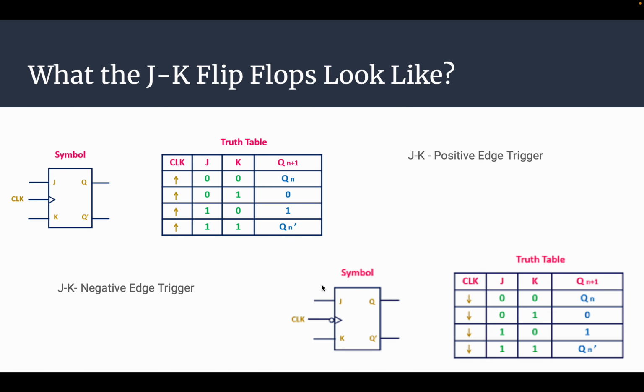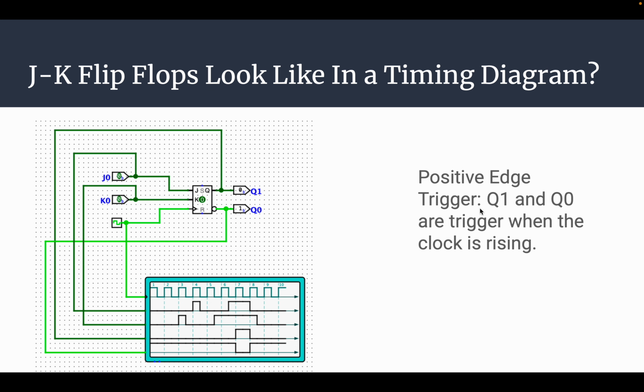Our next one is JK with the negative edge trigger. As we can see, our clock is negative, and when the clock is falling, that's when it's going to be triggered. So this is what the JK positive edge triggered looks like on the digital oscilloscope.